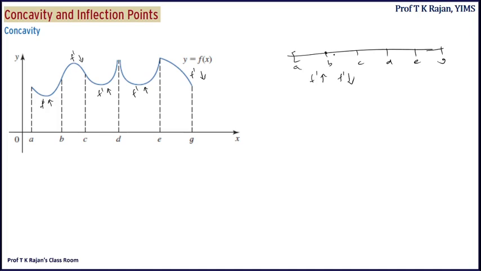So what about B? Here this function f dash is increasing, and here f dash is decreasing. What is the meaning of f dash is increasing? We have seen already the definition.